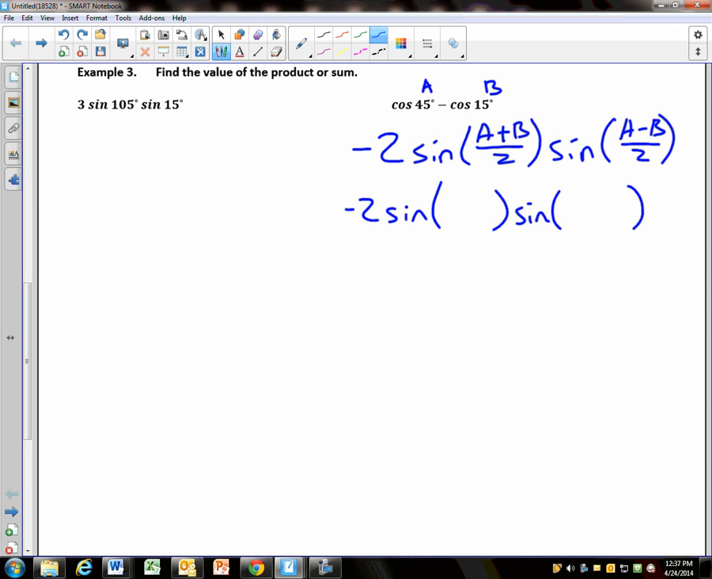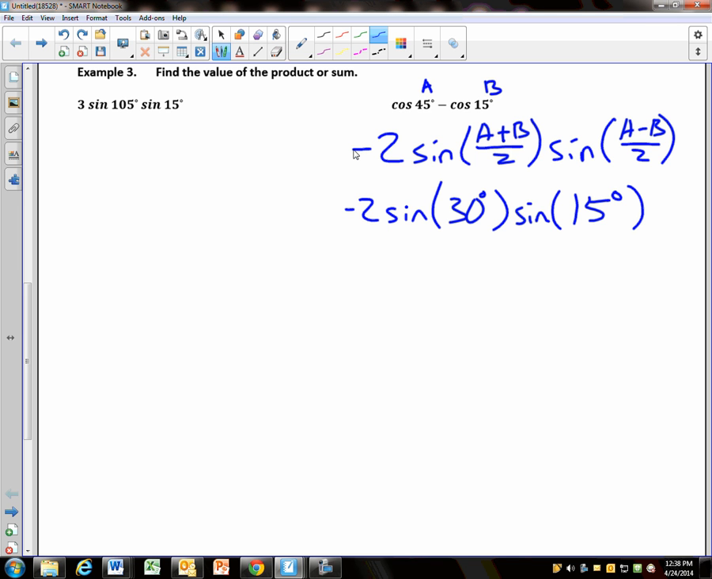I'm going to do A plus B divided by 2. What's A plus B over 2? 45 plus 15 is 60, over 2 is 30. Very good. What's A minus B divided by 2? 15. Do you know the exact value of sine of 30? Yeah. Do we know the exact value of sine of 15?